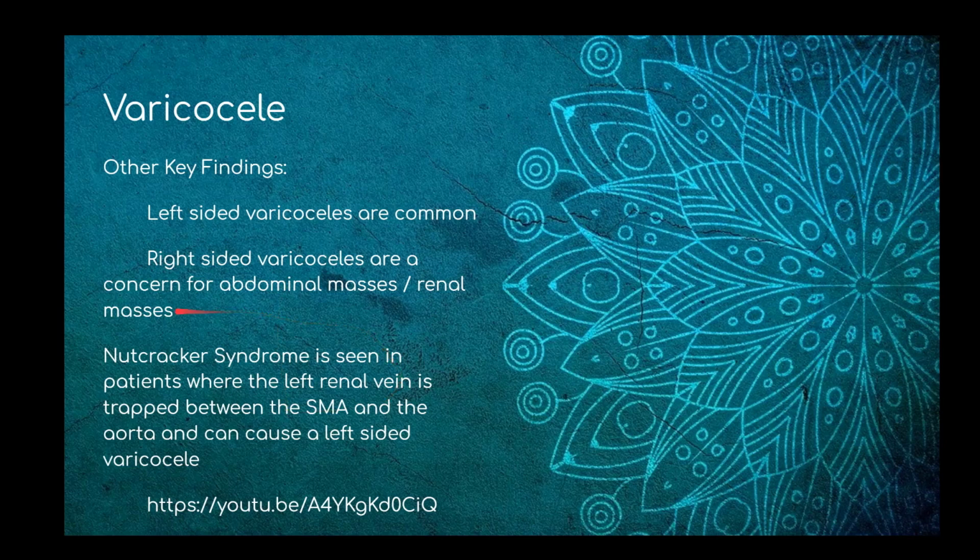With the left side varicocele, there is something called nutcracker syndrome. Basically what happens is that the left renal vein is kind of smushed in between the SMA and the aorta. And when that happens, that causes even more pressure on the system and causes the blood to back up. If you go to this website or to this YouTube video, it should bring you to a video of a patient having an ultrasound done showing the varicoceles under ultrasound.